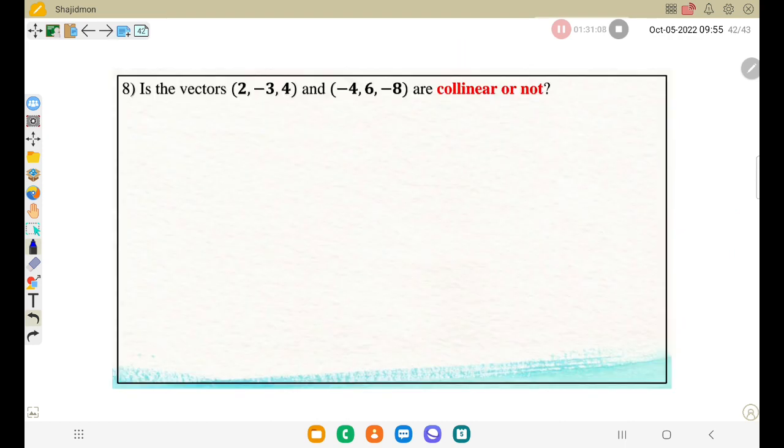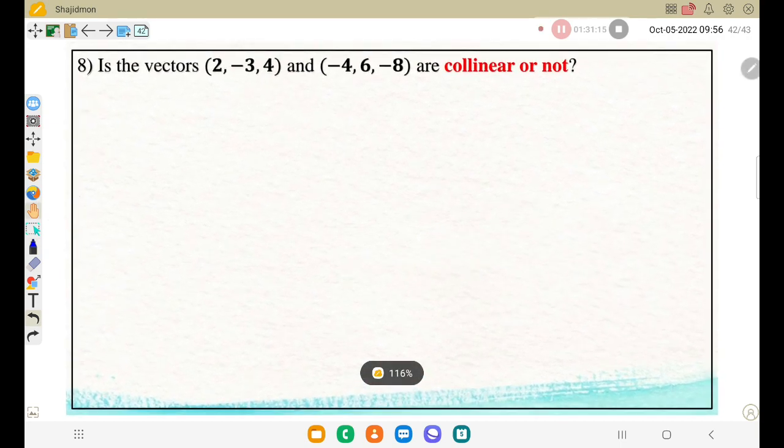Now question number 8, the last question here. Are the vectors (2, -3, 4) and (-4, 6, -8) collinear or not?